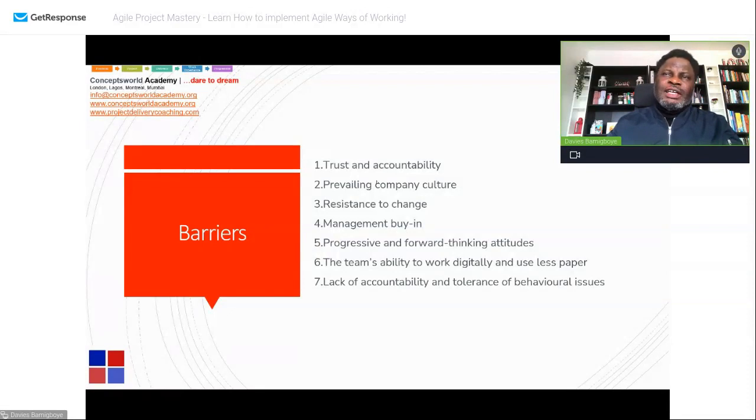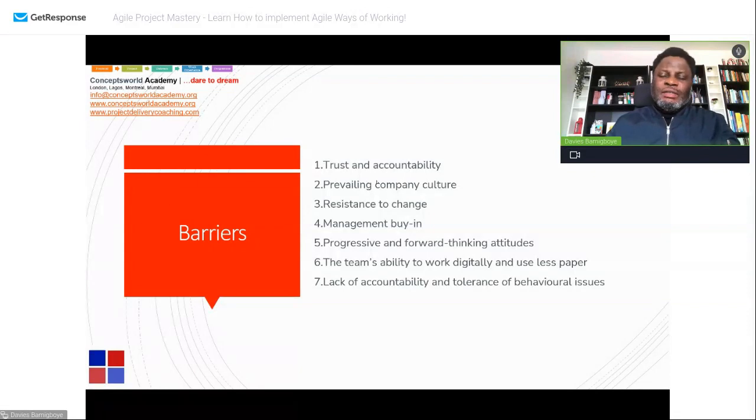Okay, so trust and accountability, which you can achieve by constantly being the role model, modeling the behavior, modeling the performance, and showing the result that agile is going to produce, which I'm going to show you in a moment, why embracing agile is a no-brainer. Number two, the barrier that can prevent you from achieving this is company culture.